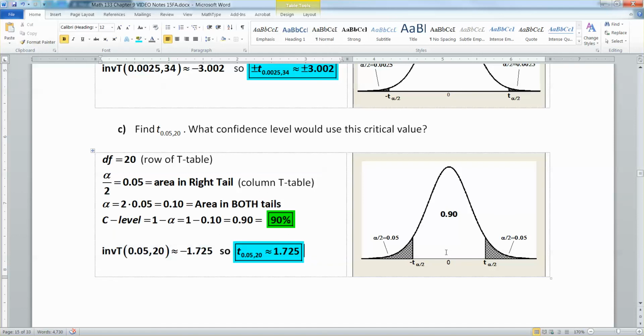All right, now we've learned how to find critical t values. In the next video, we're going to learn how to apply them into the confidence interval formula. See you then.